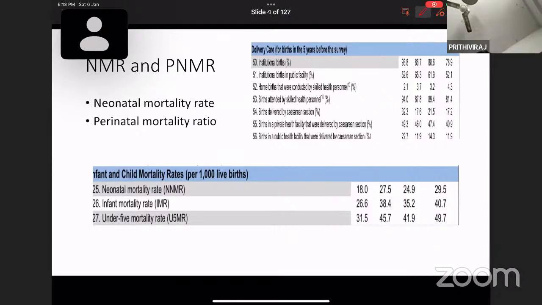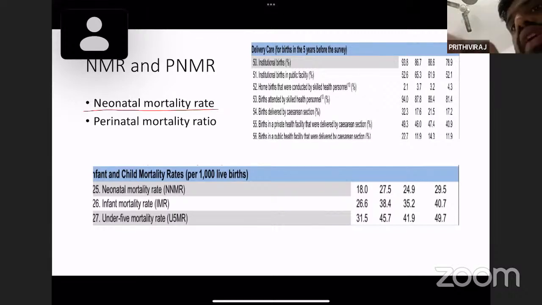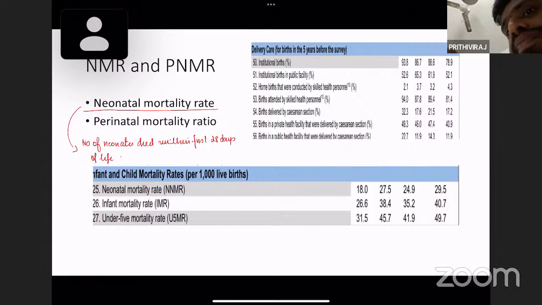What is NMR? It is the neonatal mortality rate. That means the number of neonates who died during the first 28 days of life per 1,000 live births. So neonatal mortality rate is the number of neonates died within the first 28 days of life per 1,000 live births. This is known as neonatal mortality rate.